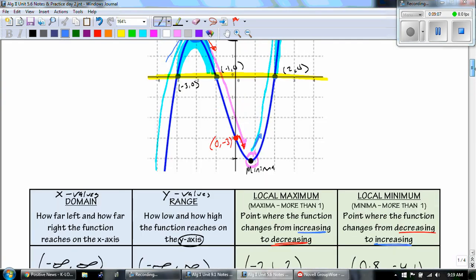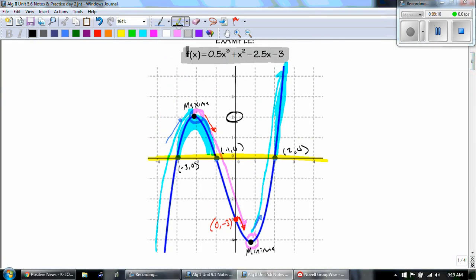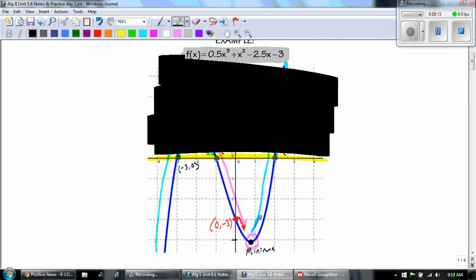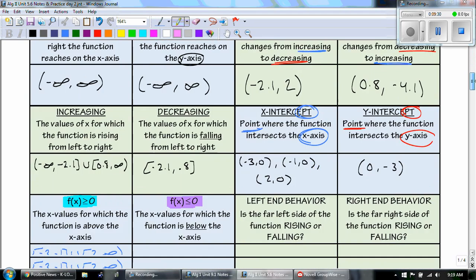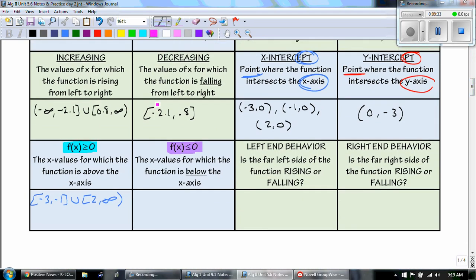Okay, now I'm going to do the same thing. I'm going to cross this section out because I don't care about it right now. And I want to know, where am I below? Well, I'm below from negative infinity to negative 3. And then there's a break. And then I'm below from negative 1 to 2. Okay, so we said from negative infinity to negative 3, and then there's a break, and then we said from negative 1 to 2.